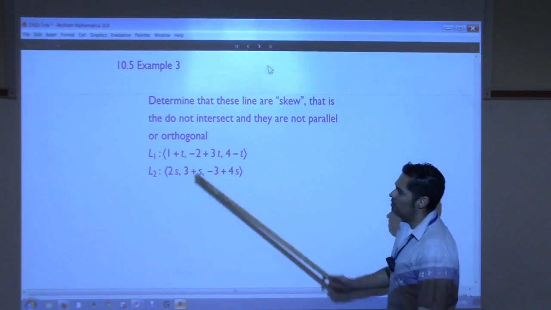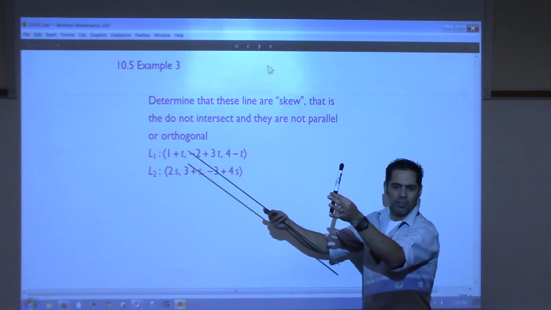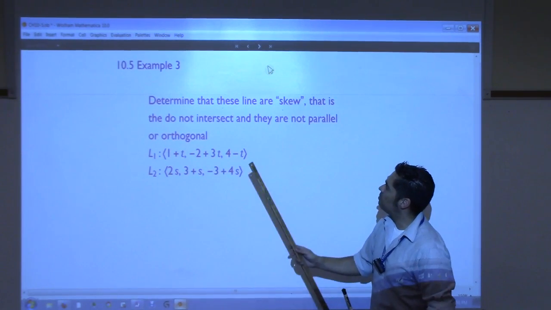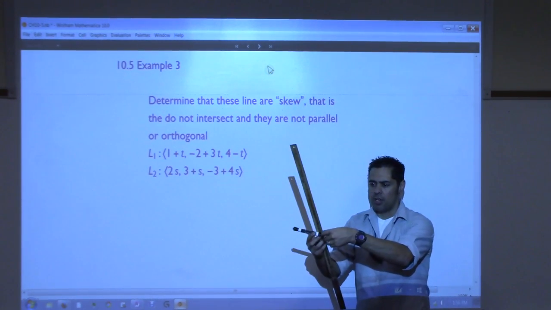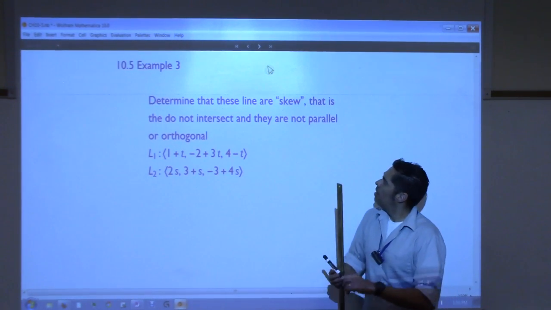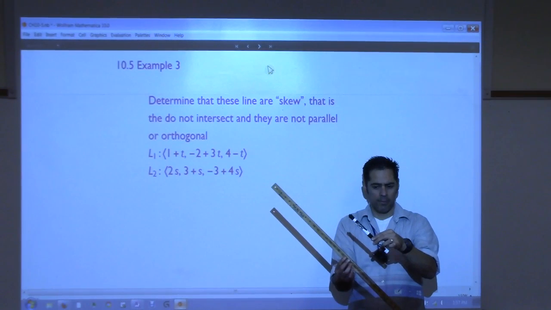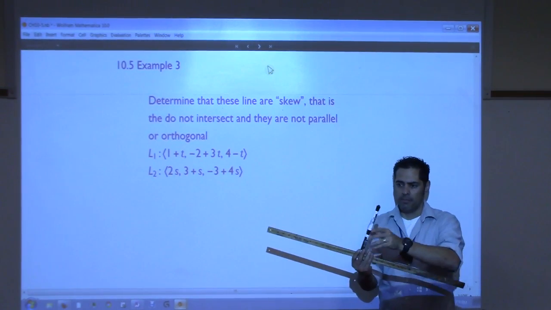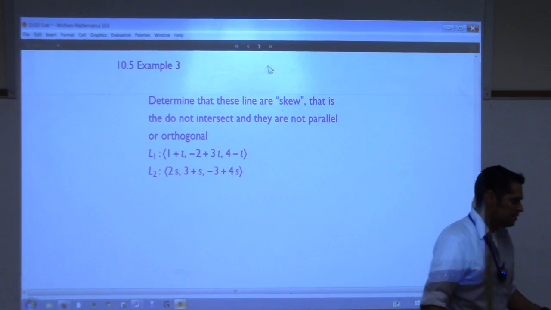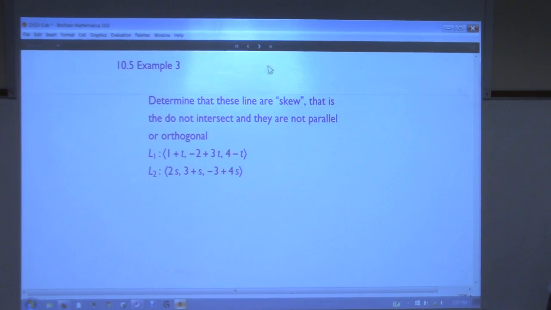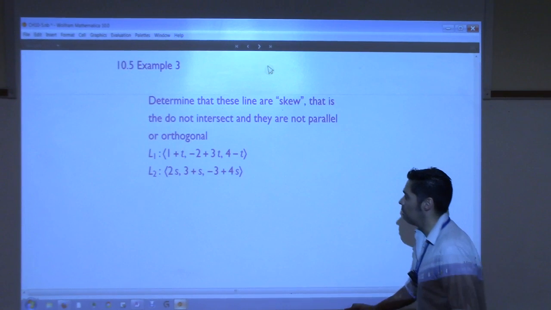All right, so we've got line 1, here it is. We've got line 2, it's sitting out there. We need to show a couple of things: that these lines are skew. That means that they can't hit each other. They can't be parallel, and they cannot be orthogonal. If they're orthogonal, parallel, or hit each other, then it's not skew. But I'm trying to show you that they're skew.